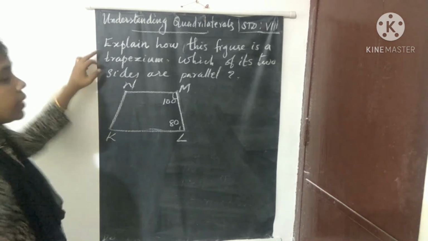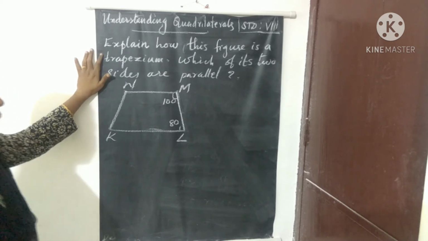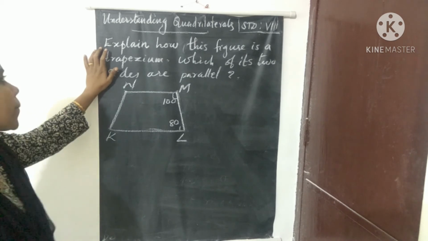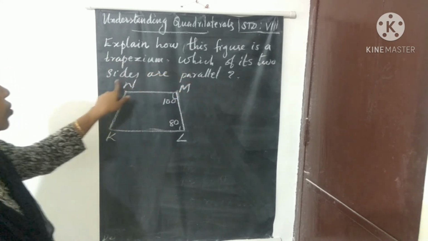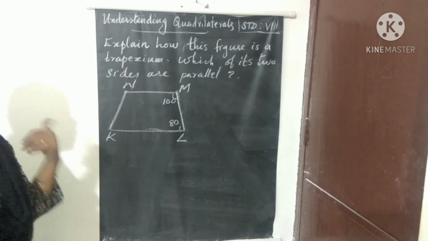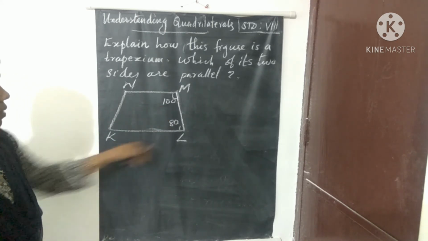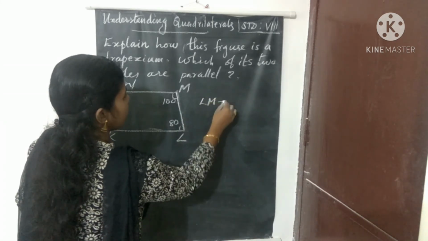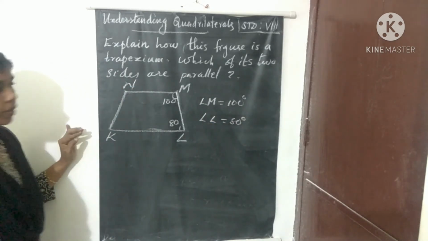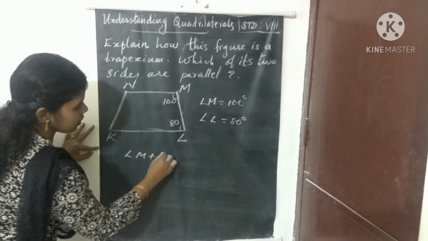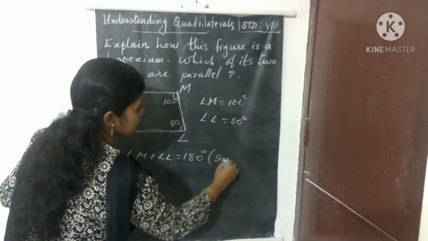Now I discuss one doubtful question that some students asked. Explain how this figure is a trapezium, and which of its two sides are parallel. Here two angles are given: angle M is equal to 100 degrees, angle L is equal to 80 degrees. That means angle M plus angle L is 180 degrees. That means they are supplementary.